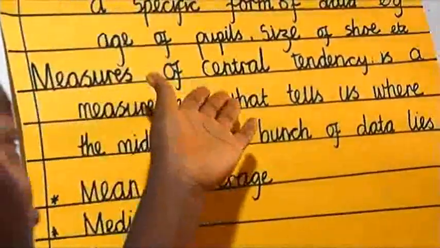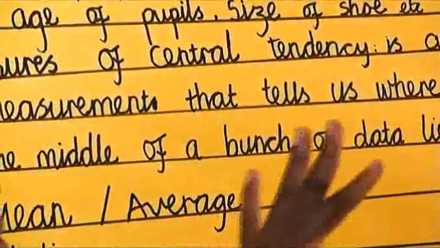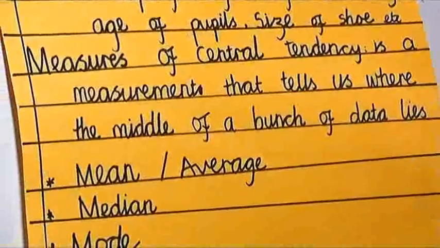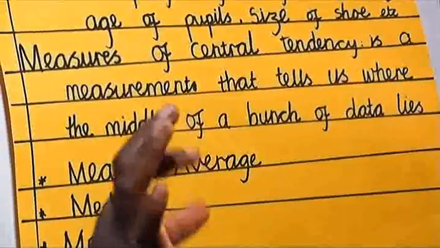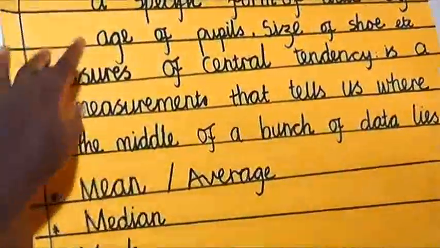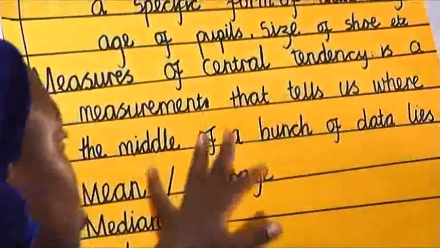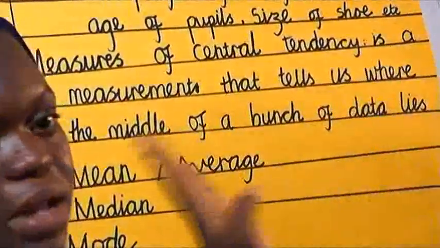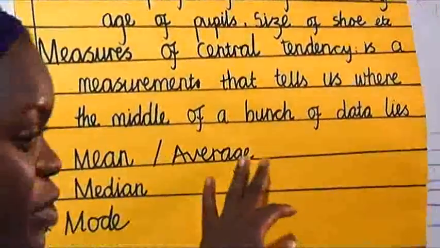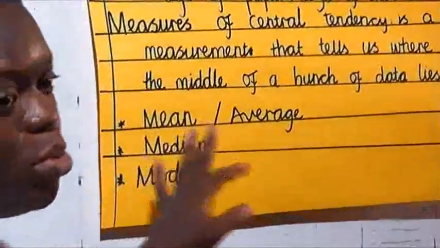The measure of central tendency itself is a measurement that tells us where the middle of a bunch of data lies. It may not actually mean the exact number, but the middle. It can be below or above. Now, measures of central tendency, don't forget, is a measurement that tells us where the middle of a bunch of data lies. And there are three forms of them. Mean. Another word for mean is average. The second one is median. And the third one is mode.